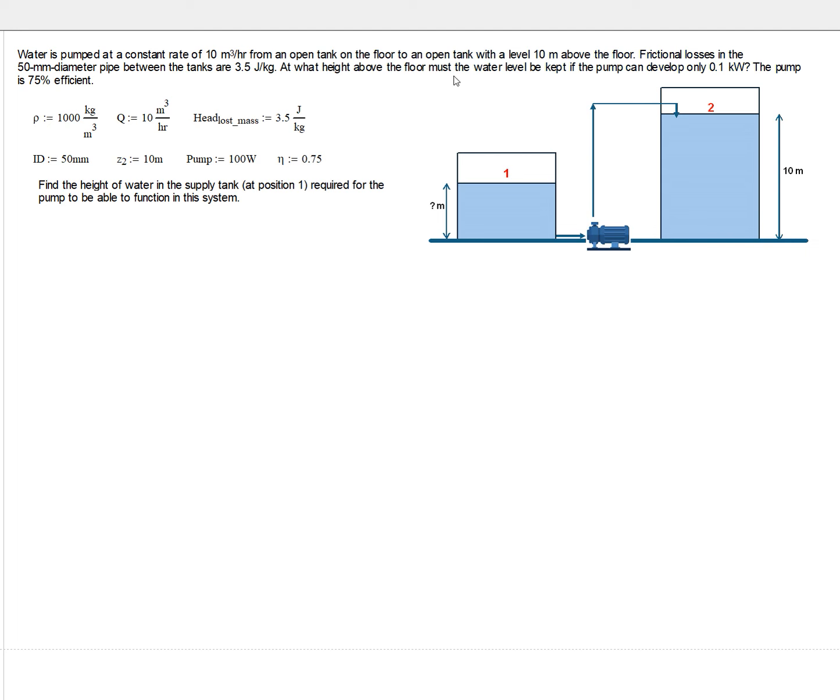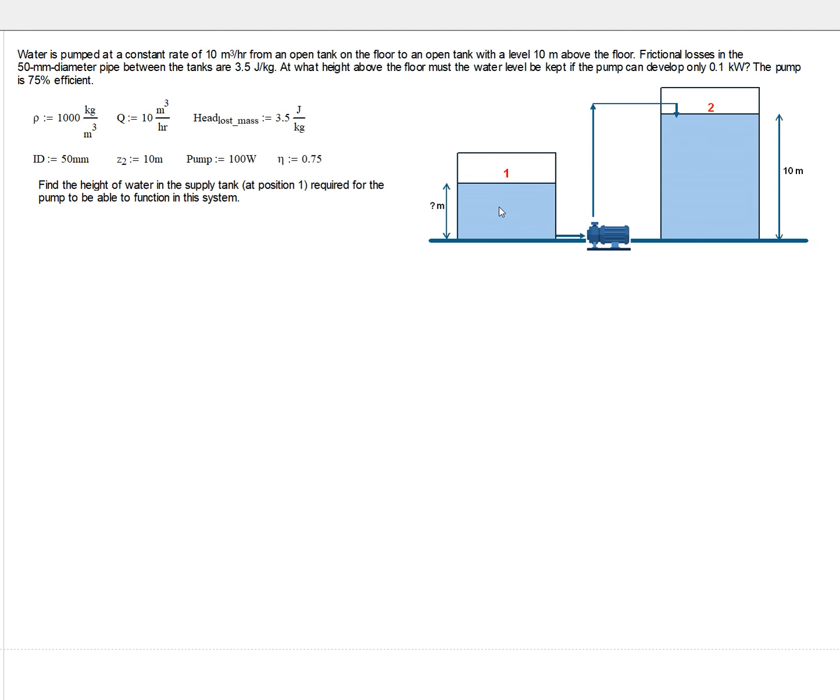At what height above the floor must the water level be kept in our supply tank if the pump can develop only 0.1 kilowatts, or about 100 watts? The pump is 75% efficient.